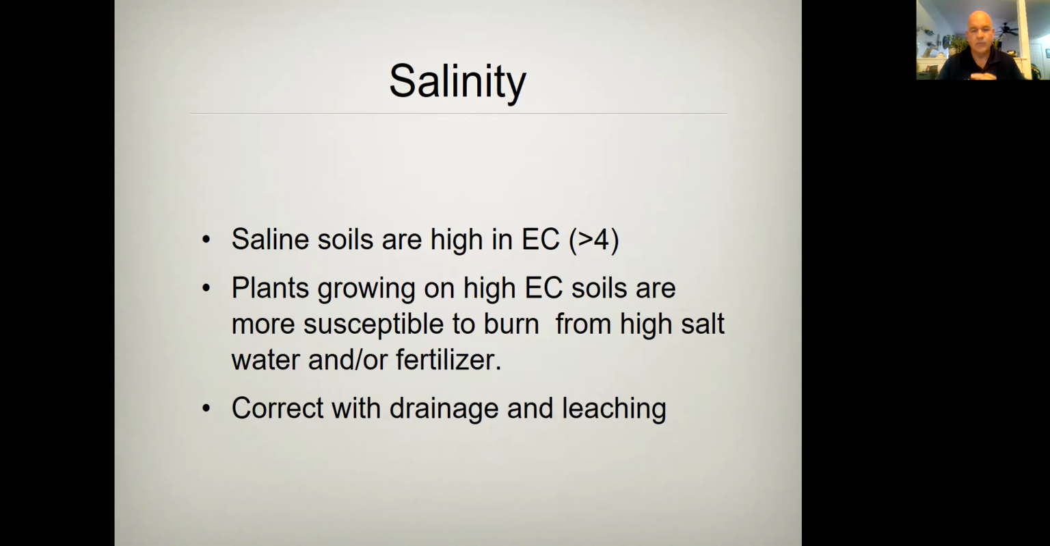Again, EC of 4 is kind of the magic number. Plants growing on these high EC soils are more susceptible to burn from high salt water or fertilizer. So we need to realize that, and we have to be a little bit more careful when we have ECs that are creeping up on us.